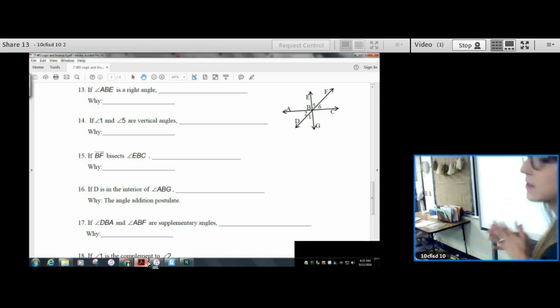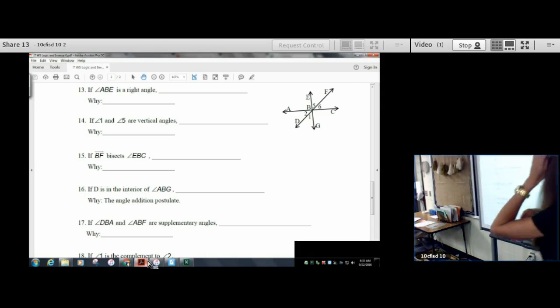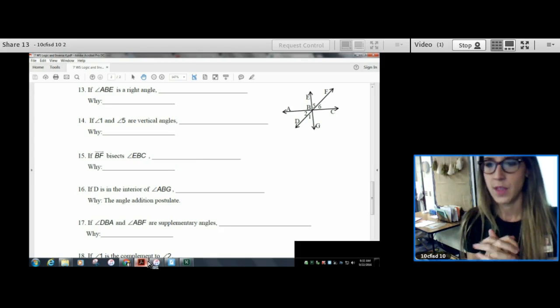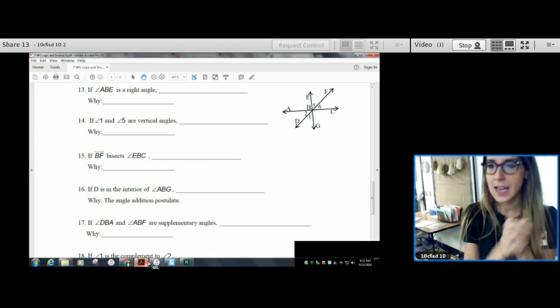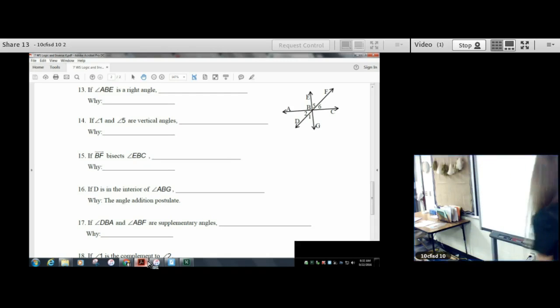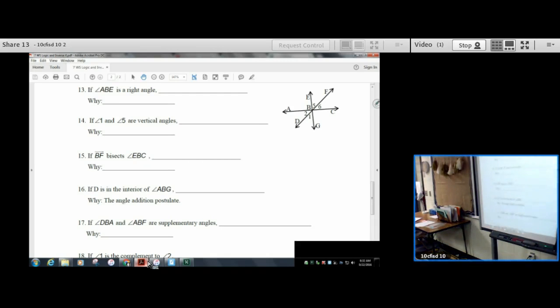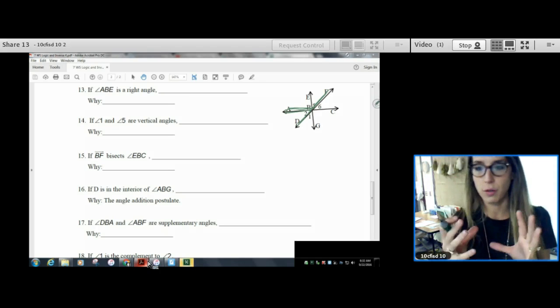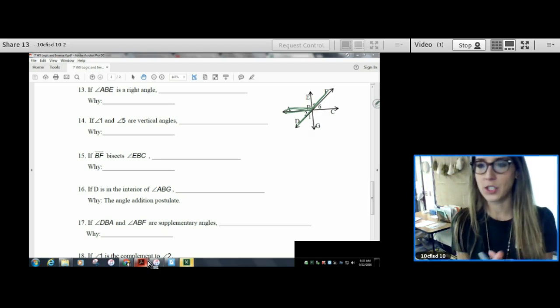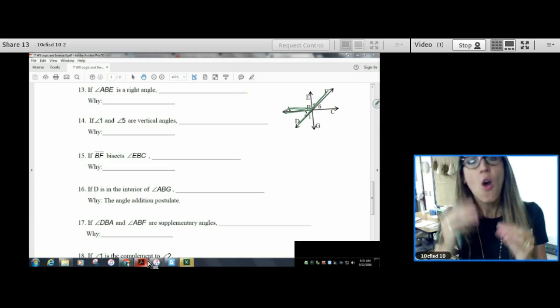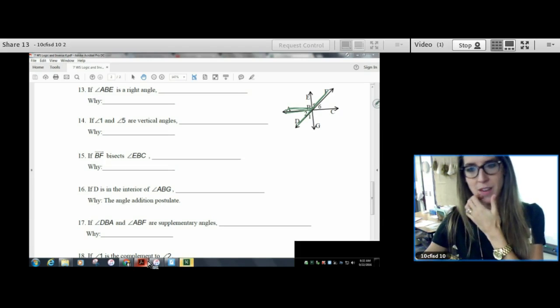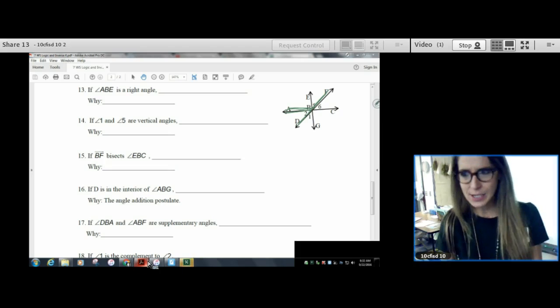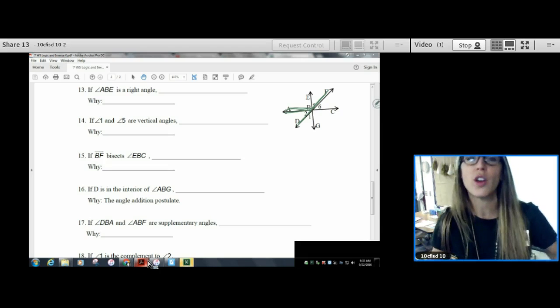Okay, number 17. Now, I gave you the hypothesis. If DBA and ABF are supplementary angles. So let's look at our picture. We don't really need our picture for this one, actually. Okay. Now, when you're given a hypothesis, you assume that it's true. You're not deciding whether those are supplementary. You're saying they are supplementary. What can we conclude from that? Like, if you give a mouse a cookie, he's going to ask for a glass of milk. Like, that's the logical conclusion.